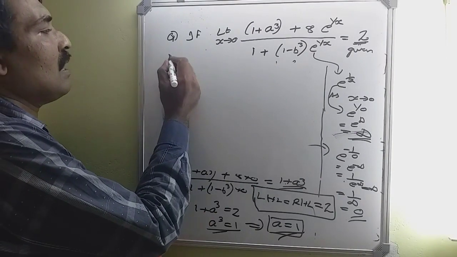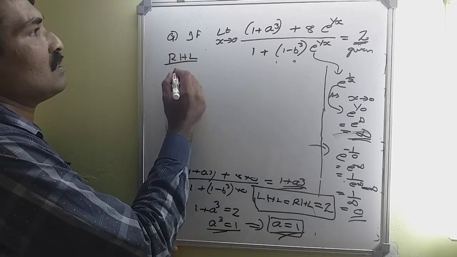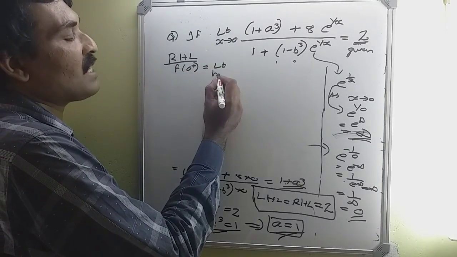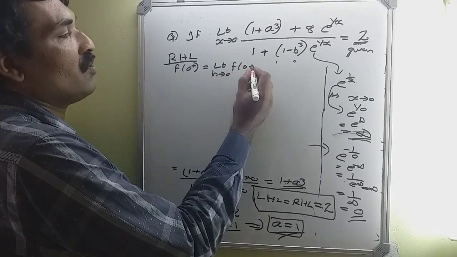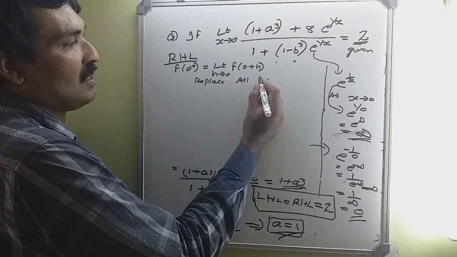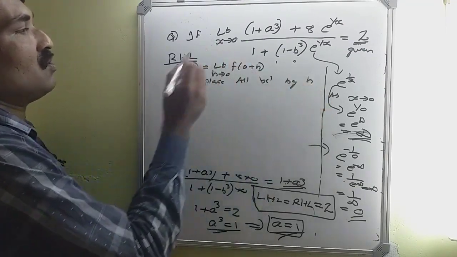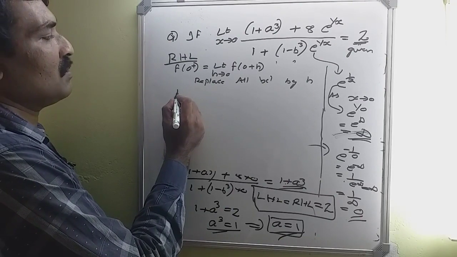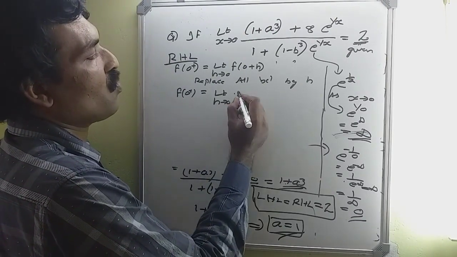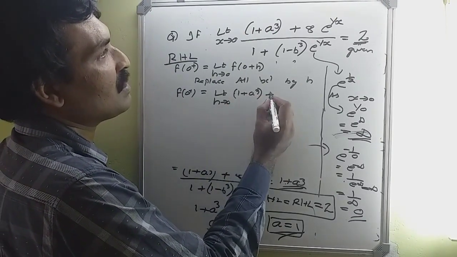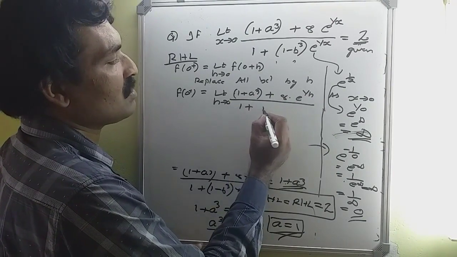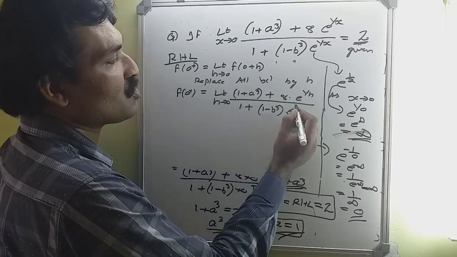Now, the right hand limit, that is f of 0 plus, is equal to limit h tends to 0, f of 0 plus h. Replace all x in the function by h. So the limit becomes f of 0 plus is equal to limit h tends to 0, 1 plus a cube plus 8 into e raised to 1 by h divided by 1 plus 1 minus b cube into e raised to 1 by h.